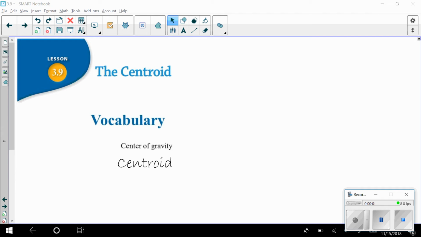Blaufuss here. Today we're going to look at the centroid, and the centroid is a special point of concurrency, and we're going to talk a little bit about its characteristics. So first of all, you have a couple new vocab terms. The first one is center of gravity, and the second one is the centroid.